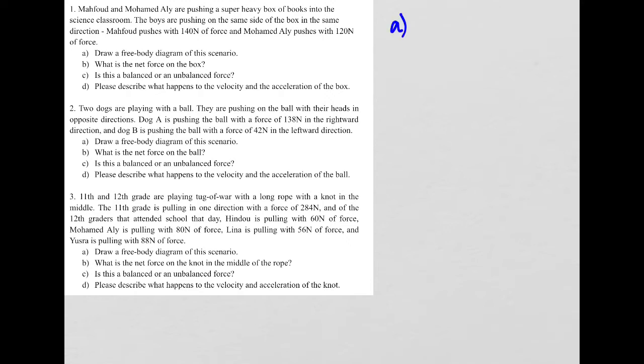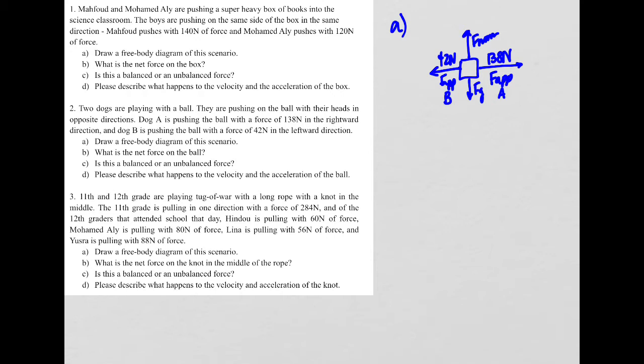So if we do that, the ball, I'm going to draw it as a square. We have one dog pushing in the rightward direction with a force of 138 newtons. We can call this force applied dog A, something like that would be great. And then dog B is pushing the ball with a force of 42 newtons, so the arrow should be smaller. 42 newtons of applied force in the leftward direction, and that is B. Then we also have the normal force, of course, and the force of gravity. All right.